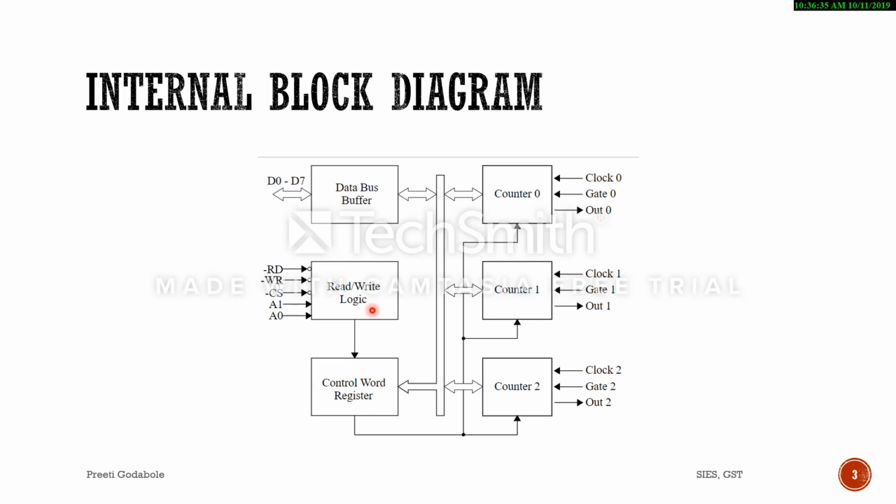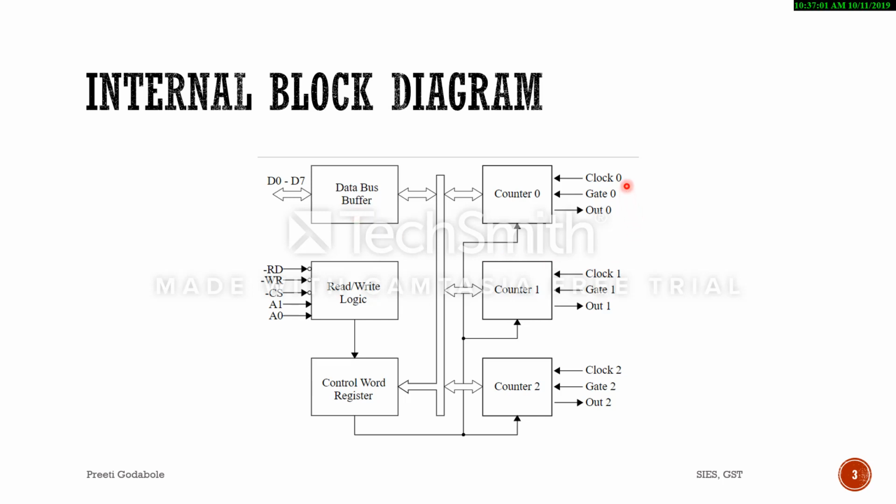The address lines A0 and A1 identify the counter that is in use. These are connected to A1 and A2 lines of 8086. We have an 8-bit data line connected to the data bus buffer for communication between the 8086 and the 8253.